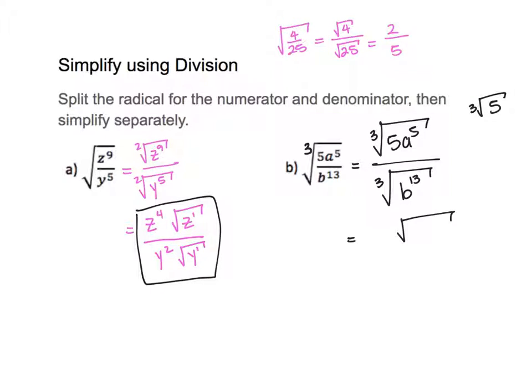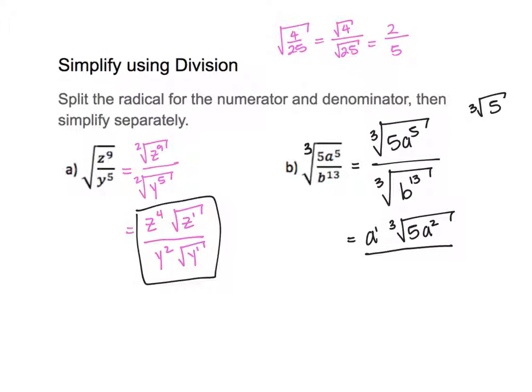Since I'm making a cube root, I'm going to keep the 5 underneath it. Now I'm going to work with the a. A is to the 5th power. How many 3's can go into 5? Well, that is about 1. So a to the 1st power can come out because 3 can only go into 5 one time. But how many a's do I have left over? 2. So a squared, or a to the 2nd power, goes back in.